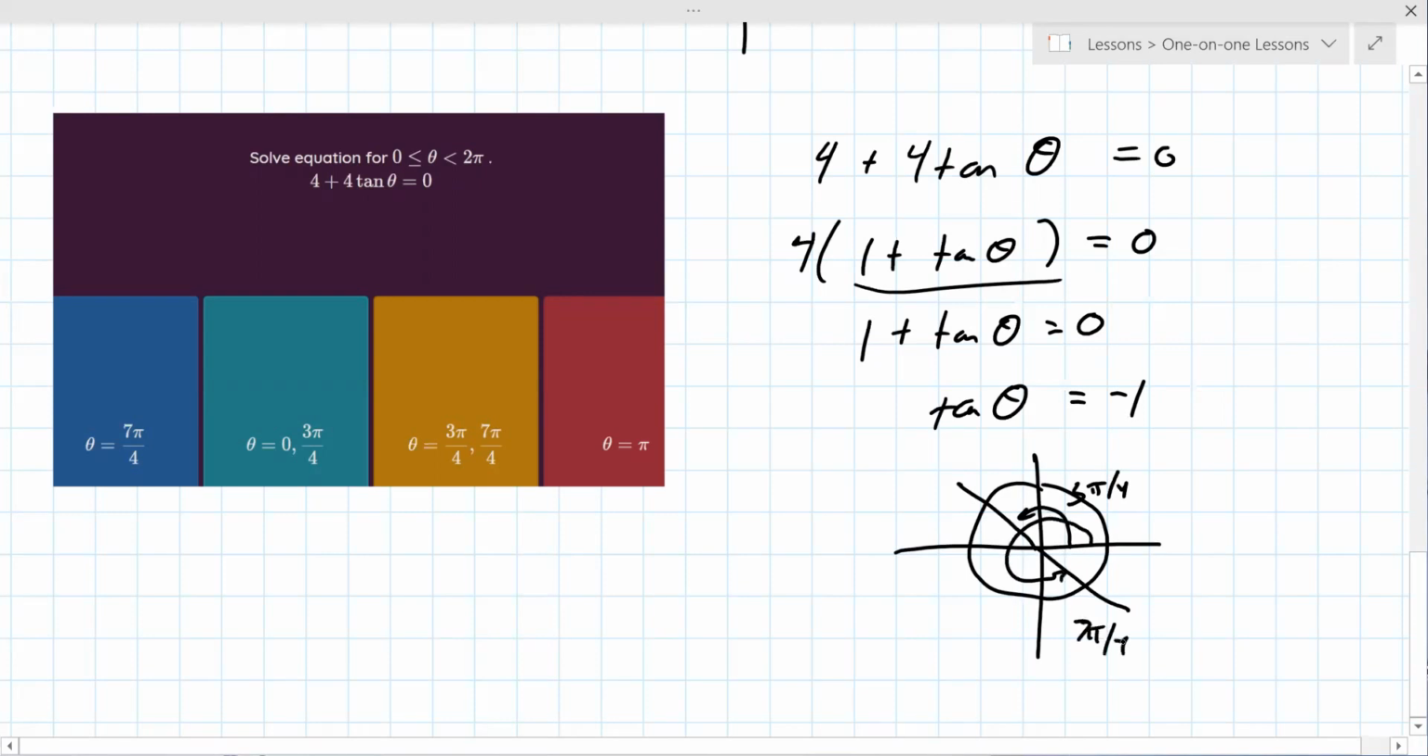Wait, why is that again? What do you mean, why is that again? Since tangent theta equals minus 1, that means it equals square root 2 over 2 over negative square root 2 over 2, or negative square root 2 over 2 over square root 2 over 2, which only occurs at these places on the unit circle. Okay.